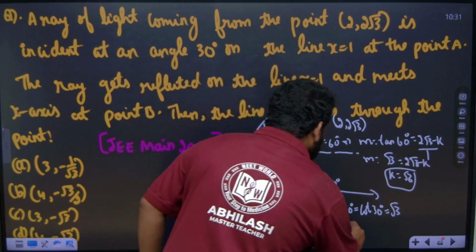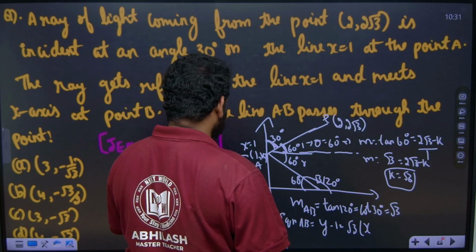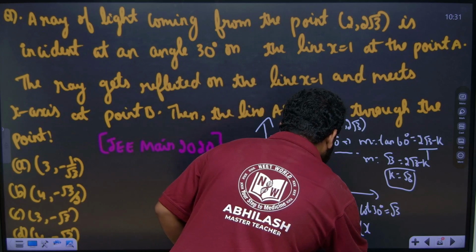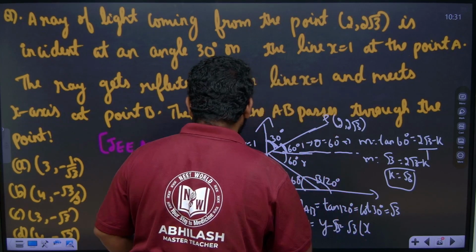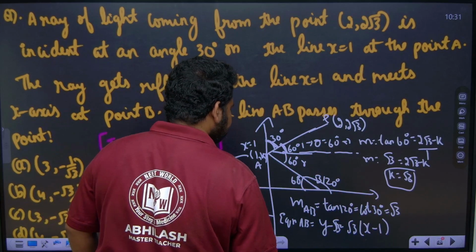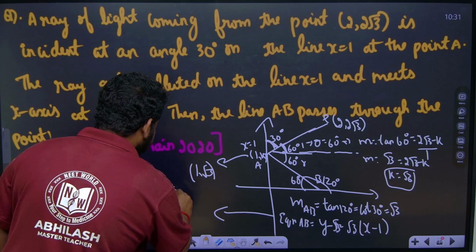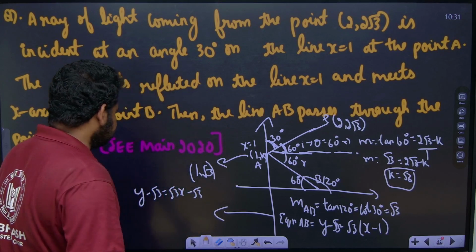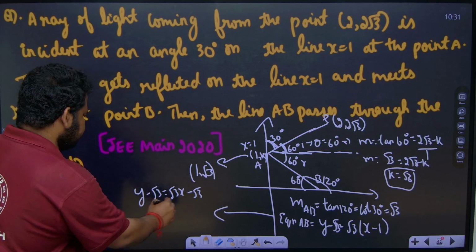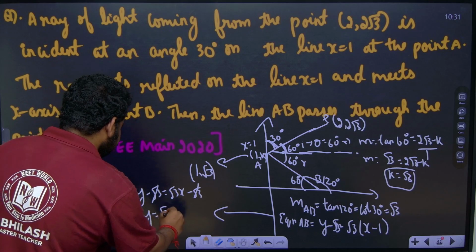So this will become y minus y1 is, this is root 3 into x minus 1. So this equation will become y minus root 3 is equal to root 3x minus root 3. Now what do I have here? I have minus root 3 here, also minus root 3, I can cancel. I will get y is equal to root 3x.